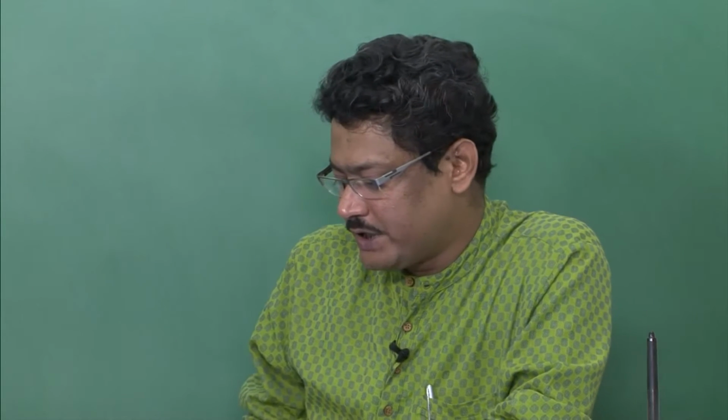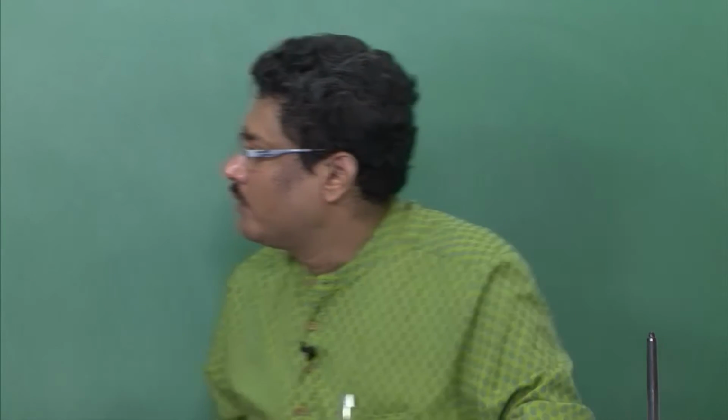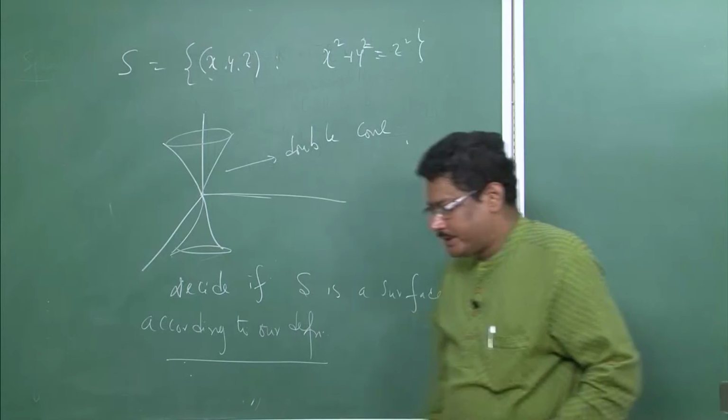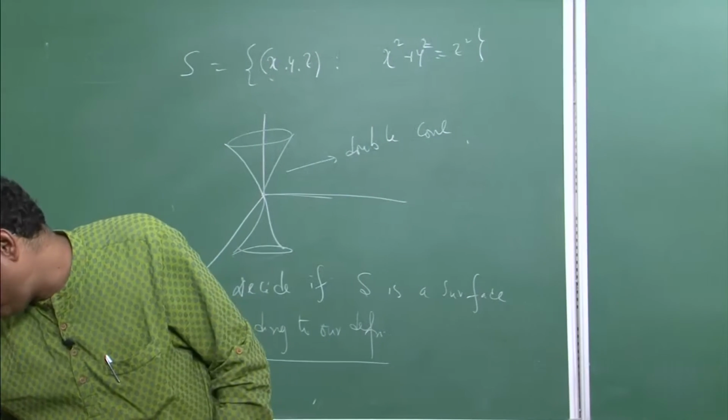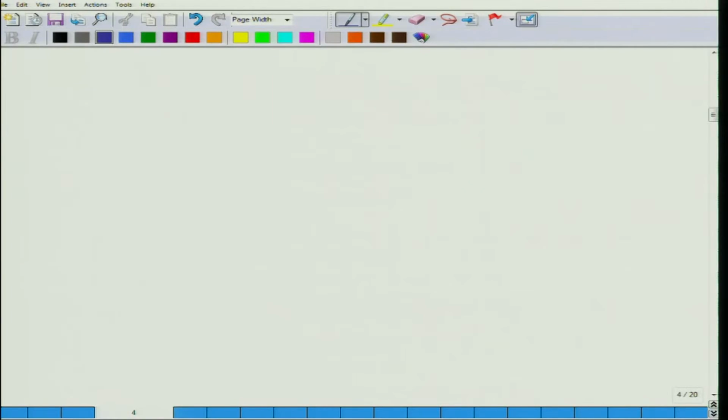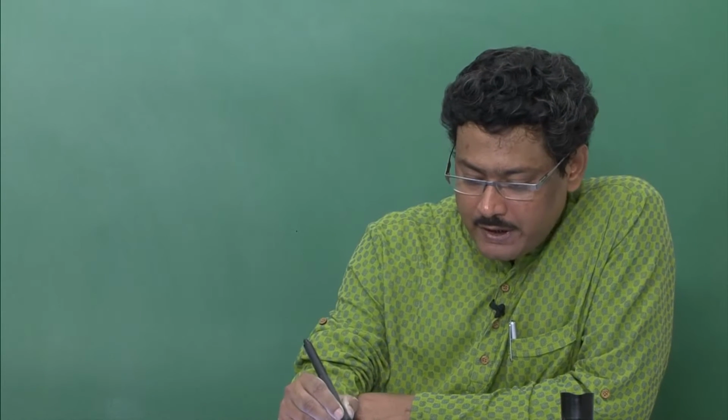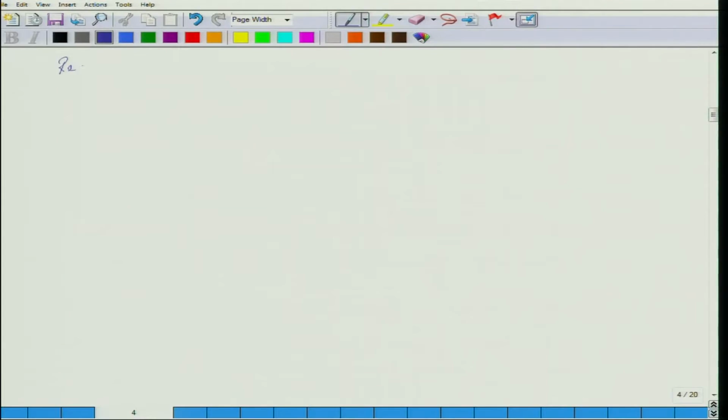So, last lecture we left the double cone to decide is it a surface or not. Now, for this particular lecture series, we will be concerned about not all surfaces, but regular surfaces. So, let us make things a little bit formal.